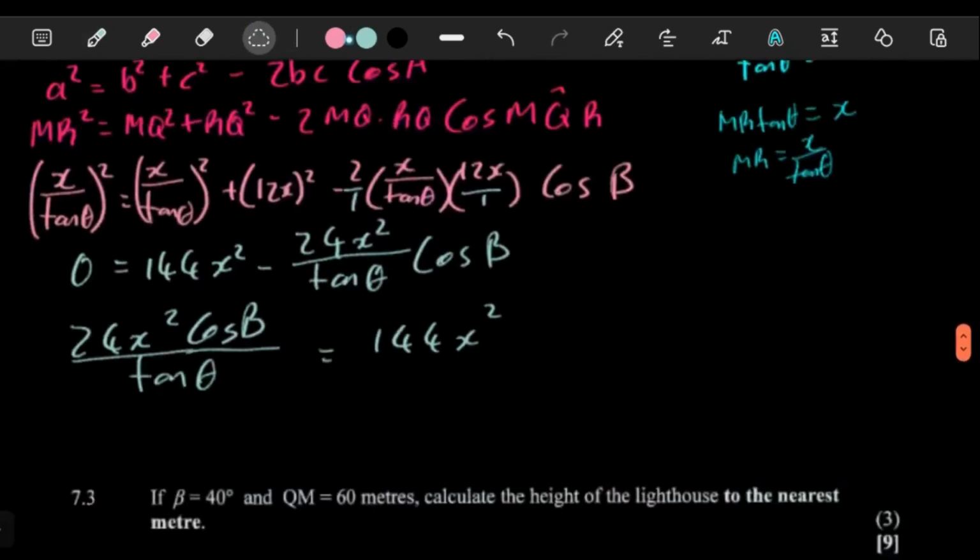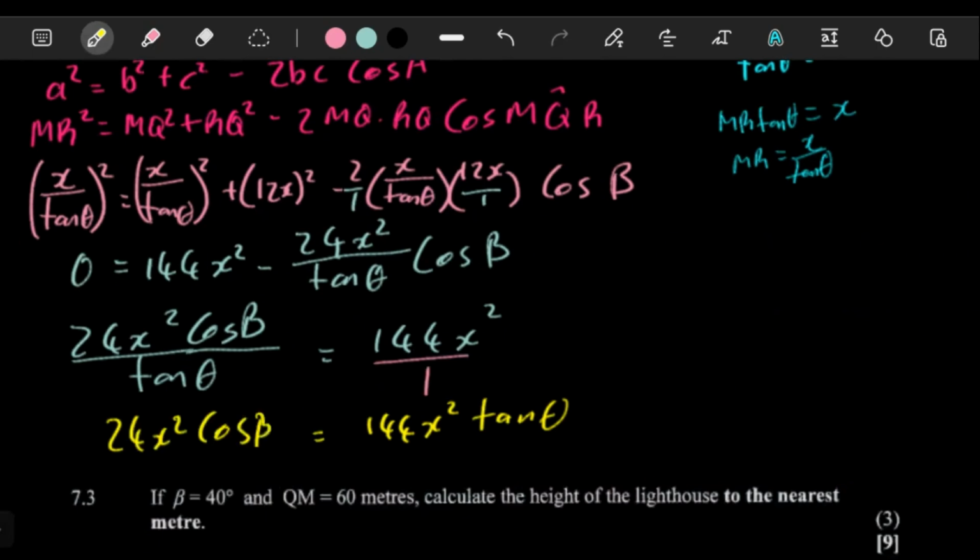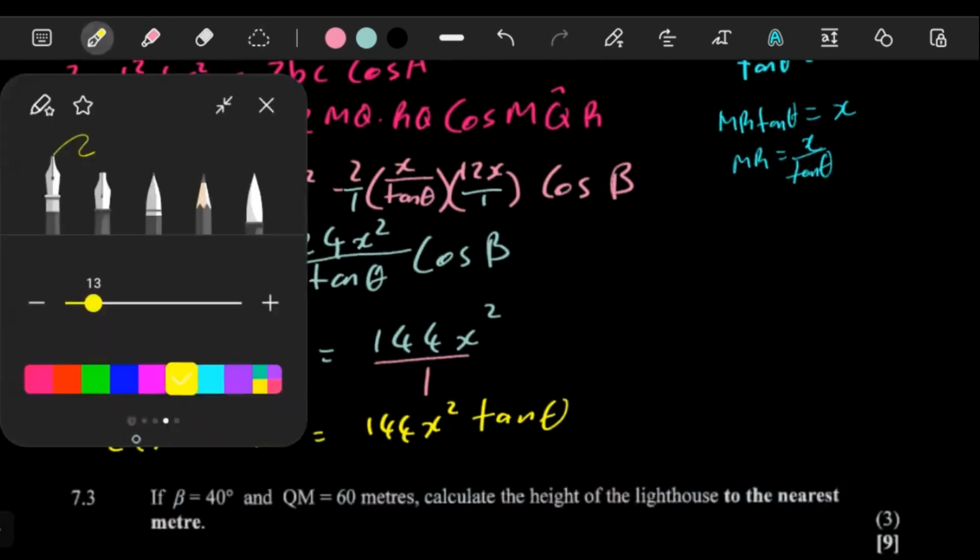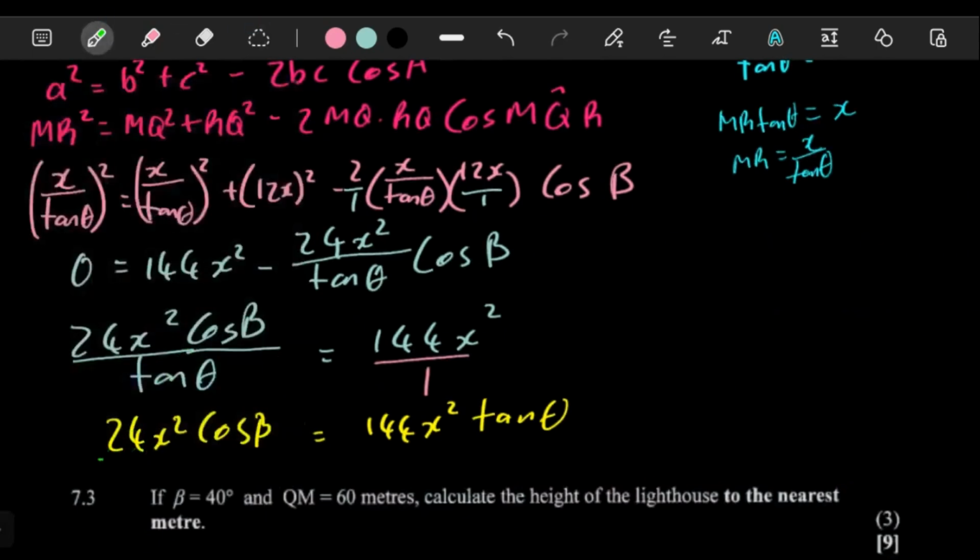So you might as well just make this a fraction over one, then cross multiply, because it's the same as getting an LCD. Tan theta times this is 144x squared tan theta. One times this is 24x squared cos b. Now it looks like we can divide both sides by 24x squared, 24x squared divided by 24x squared.